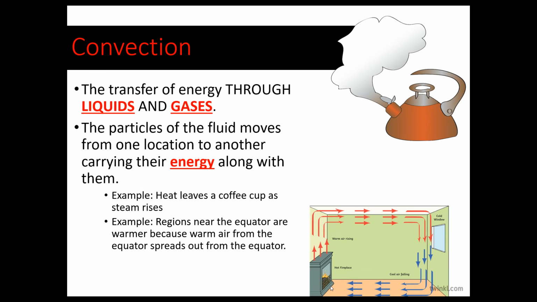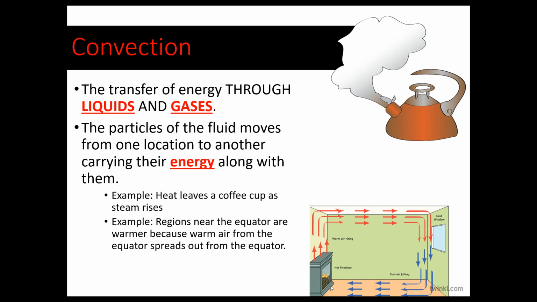A couple of examples of convection: heat leaving a coffee cup as steam rises. So if I'm looking at something warm and I see steam, that heat's going to be moving through a liquid and then through a gas. So that would be convection. If you're looking at the example of regions near the equator, they're warmer because that warm air from the equator spreads out. That would be an example of convection.